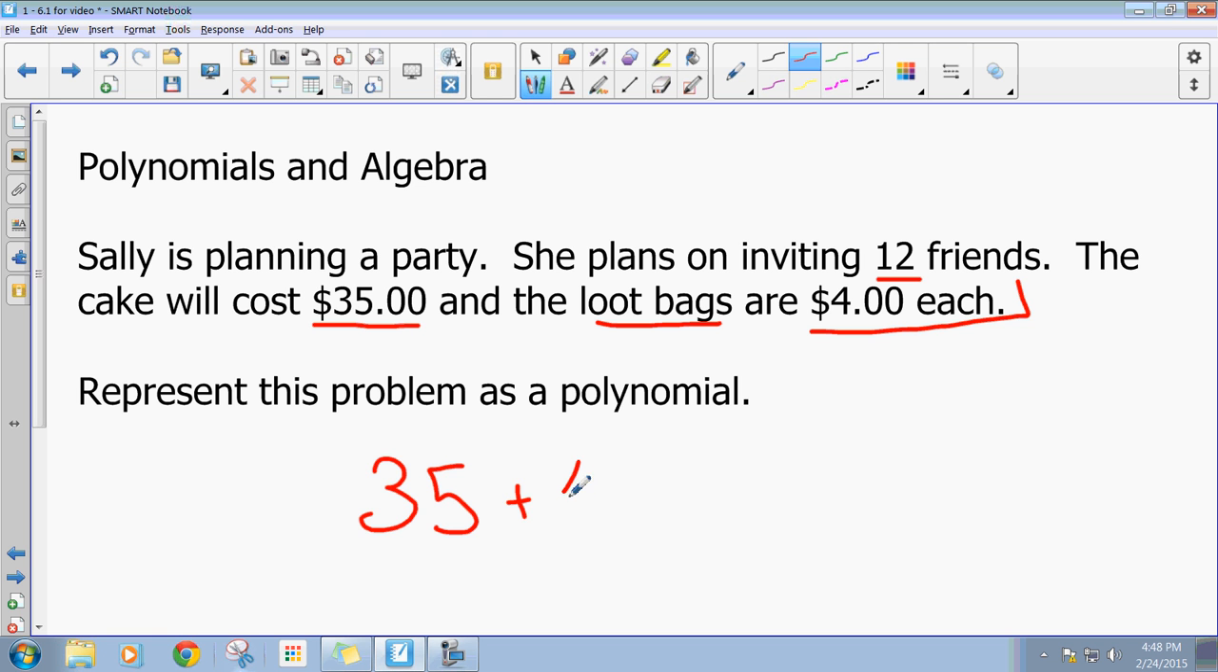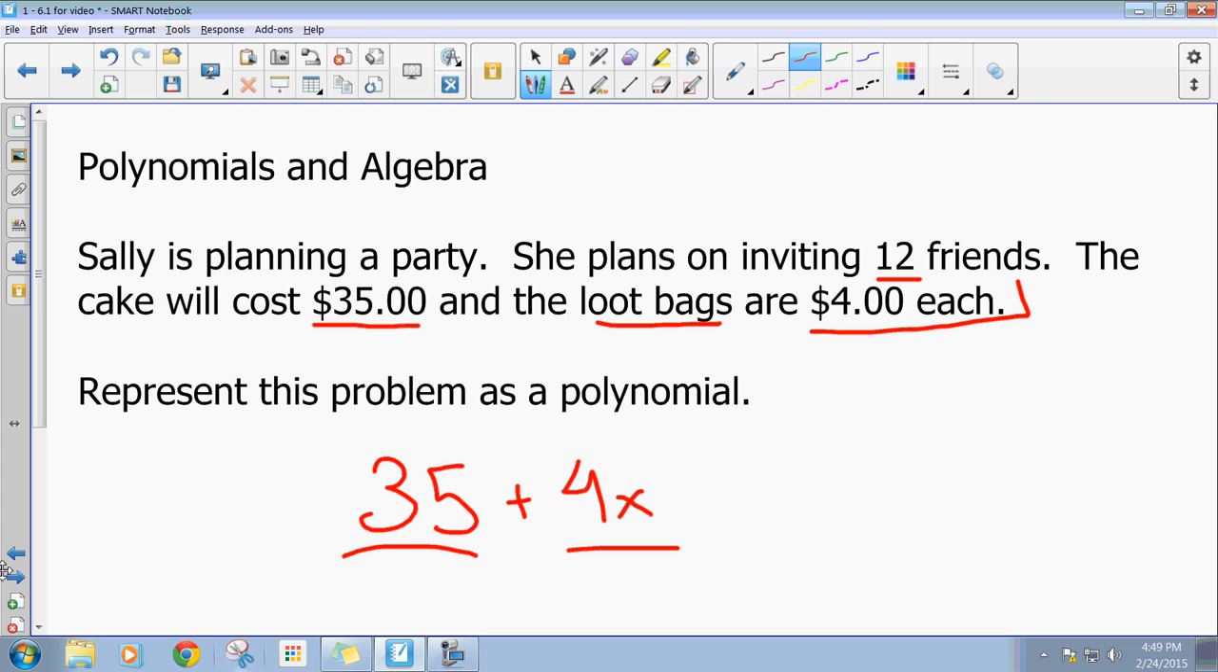We know that the loot bags are $4 a piece, but yet we don't know how many people are coming. So 4 times question mark? Well, we're a little more sophisticated than that now in grade 9. Instead of leaving it as question mark, we're going to give it a variable. Let's call that 4x. So the birthday party would be represented by the constant birthday cake, $35, plus $4 per person.